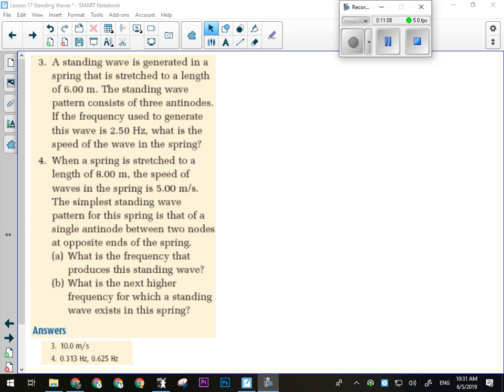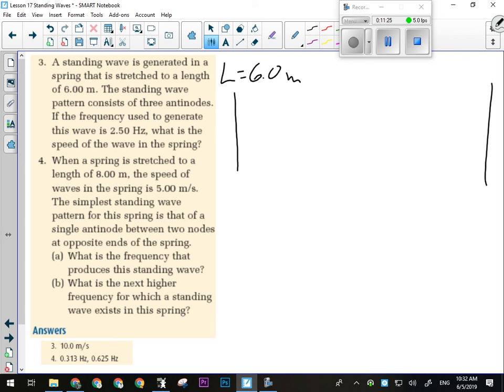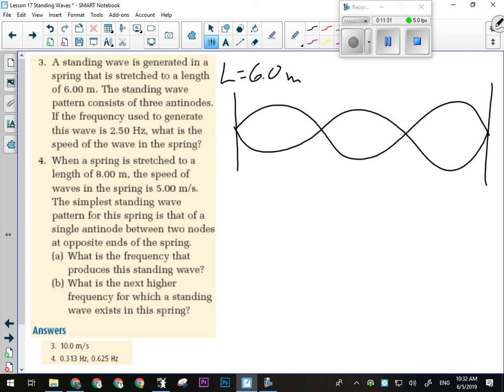So for number 6, we have a standing wave generated in a spring that is 6 meters long. So we know the length of the spring is 6.0 meters. The standing wave pattern consists of 3 antinodes. So there's going to be one end, the other end, and 3 antinodes. How many wavelengths is that? 1.5. So if 6 meters equals 1.5 wavelengths, then I take 1.5 over to this side and I'll have my wavelength. Agreed? So my wavelength is 4 meters.